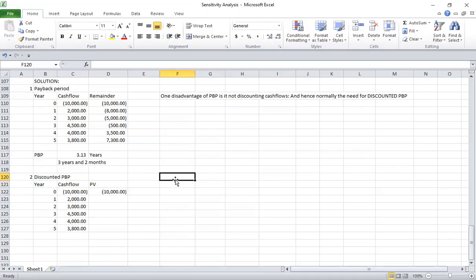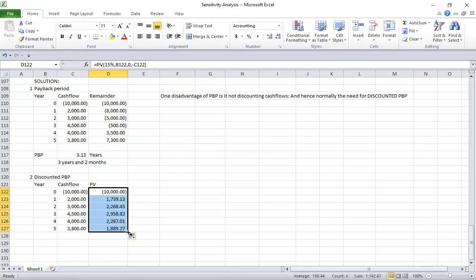So once I've done that, this formula for the 10,000 I will drag to the last year. So that way we then have PVs for all the cash flows.